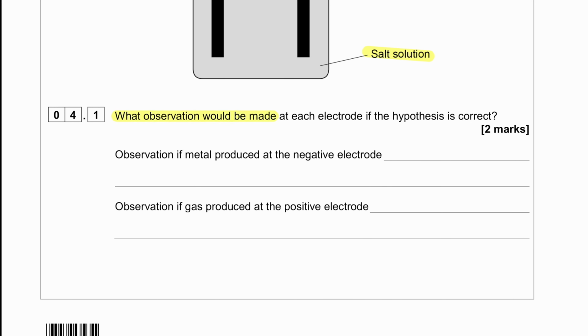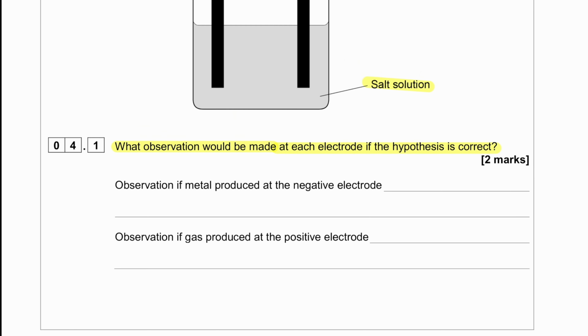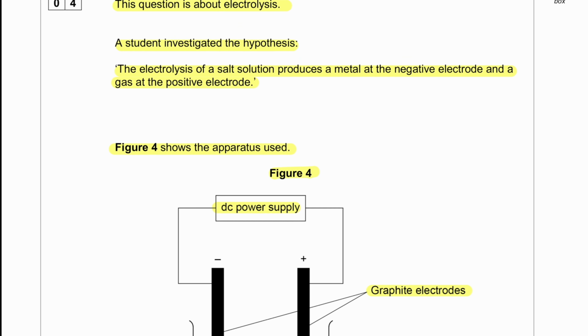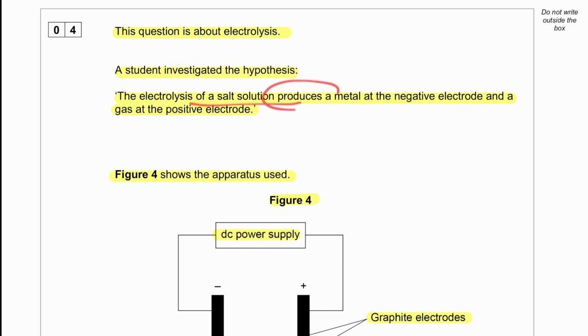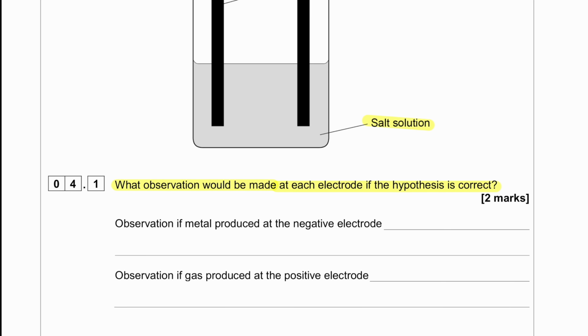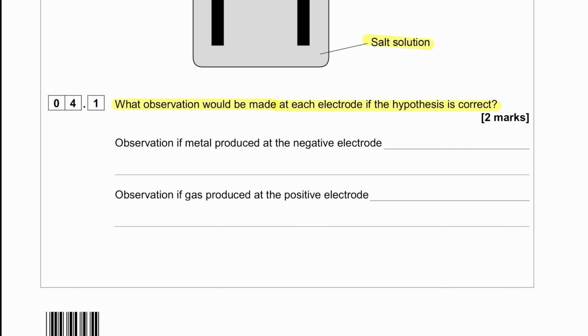What observation would be made at each electrode if the hypothesis is correct? Okay, so let's review the hypothesis one more time. The electrolysis of a salt solution produces a metal at the negative electrode and a gas at the positive electrode. If metal is produced at the negative electrode, we will definitely see a solid being produced. And if gas is produced at the positive electrode, definitely gas will form bubbles. So we're going to say bubbles or fizzing.